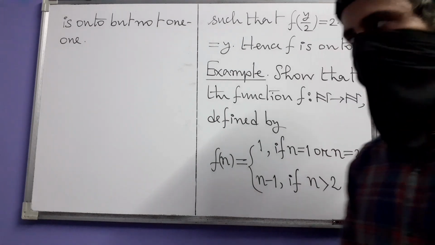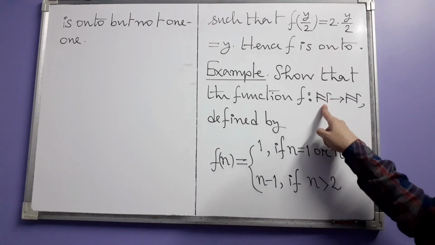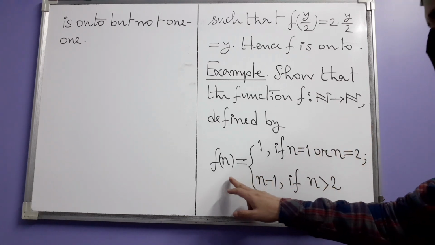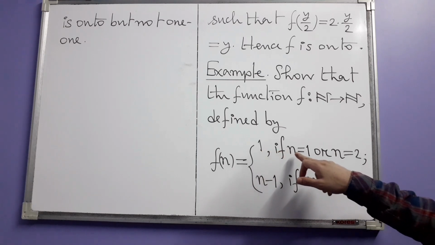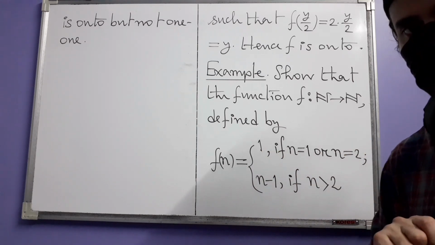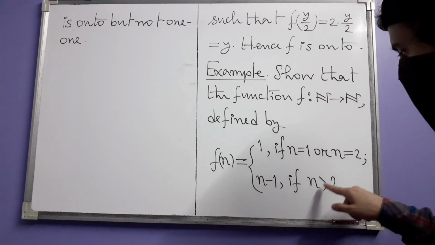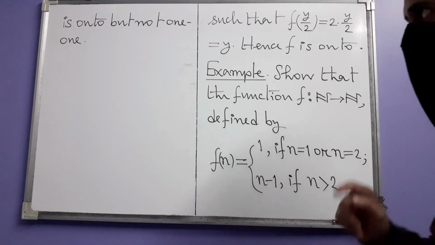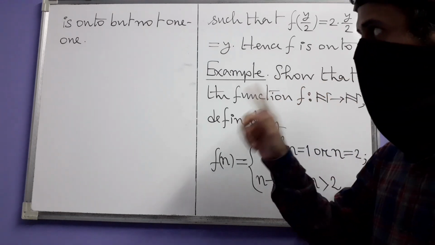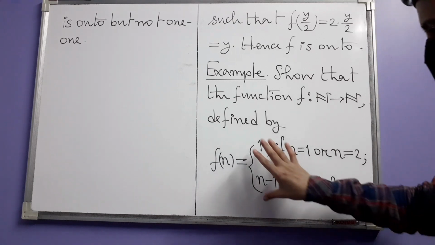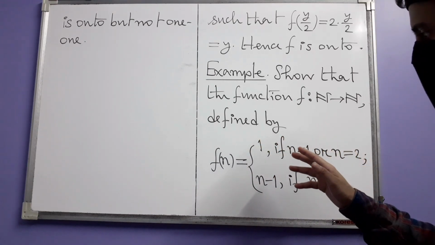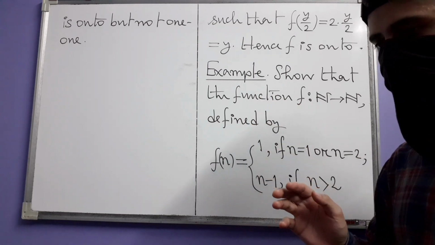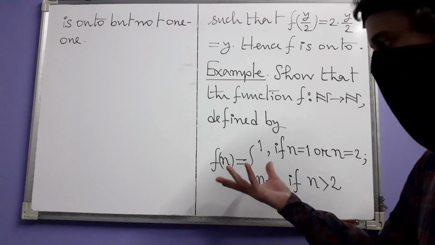In this next example, we again have a function f from the set of natural numbers to itself, and this is how the function is defined. The rule is that f of n is 1 if the input n is either 1 or 2, and otherwise if n is greater than 2, then the output is n minus 1. We have to prove that this f is onto but not 1-1. Now looking at this rule for f, it at once seems very complicated. So let us draw a small figure and see what's going on behind these symbols.